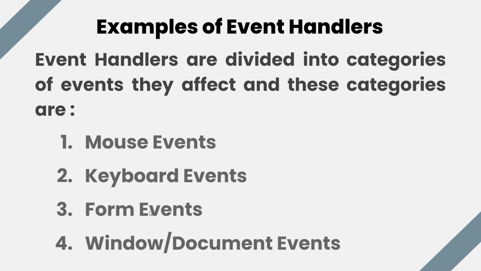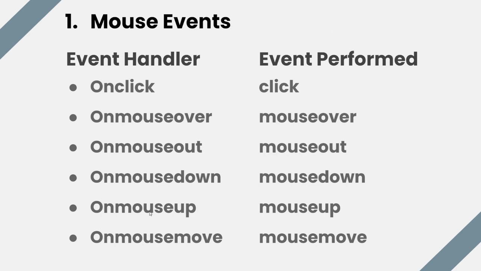So the first event we'll be looking at is the mouse event. Here we have the mouse event, and as you can see on the screen, we have the event handler and we also have the event they perform. Our first event handler here is the onClick event handler, and this particular handler performs a click event. The click event here is connected to when a user clicks on an HTML element.